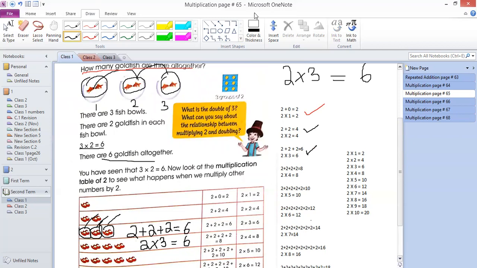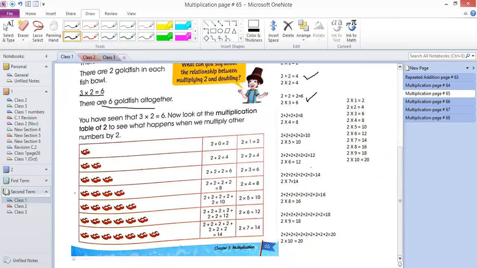Is it clear, guys? Yes, sir. Clear. Very good. Now let's move further. If I ask you how many groups of fishes are there, count the number of groups and tell me how many groups of fishes are there, guys? 4. Very good. There are 4 groups. And in each group, how many fishes are there?